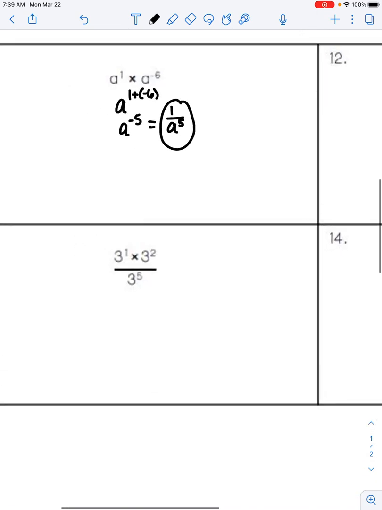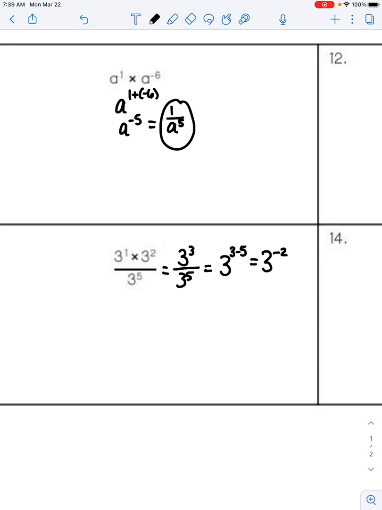Number 13, I see 2 rules. I see the product rule on top, and then I see the quotient rule. So let's simplify the top first. The product rule says keep the base, add the exponent, so 1 plus 2 is 3, and I didn't do anything with the 3 to the 5th power. So now the quotient rule says keep the base, subtract the exponents. So 3 minus 5 is negative 2.